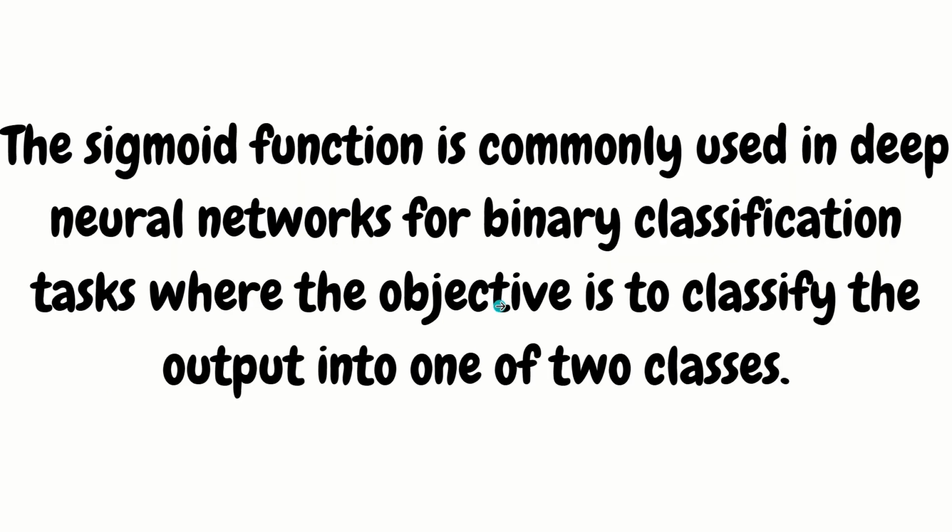So what's the use case of the sigmoid function? It is used in deep neural networks for binary classification tasks, where the objective is to classify the output into one of two classes. So this is one of the use cases of the sigmoid function where we use it, right?